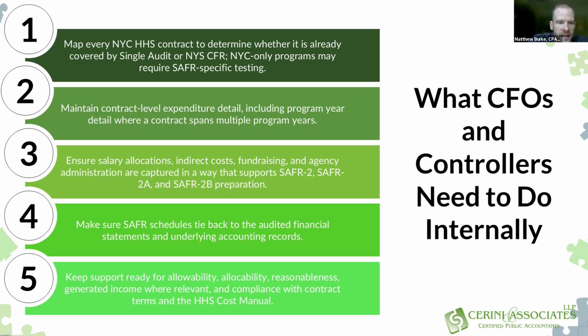As always, make sure everything ties back to the audited financial statements, the underlying accounting records. Keep support ready for the allocability, reasonableness, generated income where relevant, and compliance with the contract terms and the HHS cost manual, which you should be familiar with or they're going to release. And there will be a whole manual, just like with the CFR. There's a gigantic manual that explains all this.